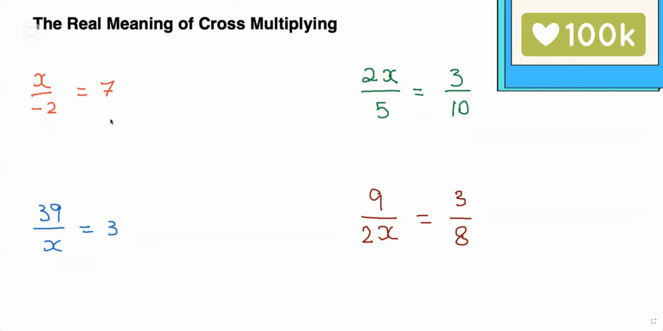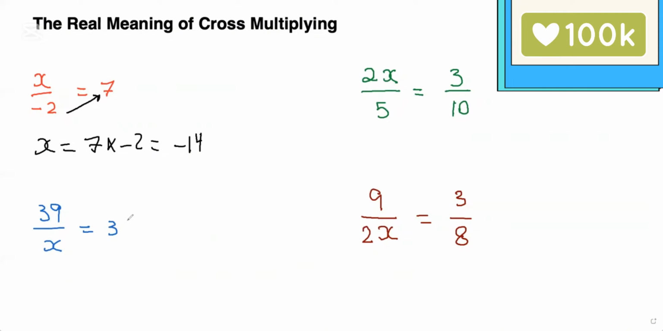So here's x over -2 equals 7. 7 is over 1, so 7 is the numerator. And the denominator, which is -2 on the left side, is going to cross the equal sign. And when it crosses, it's going to go to the numerator, which is 7. So we get x equals 7 times -2, which is -14.